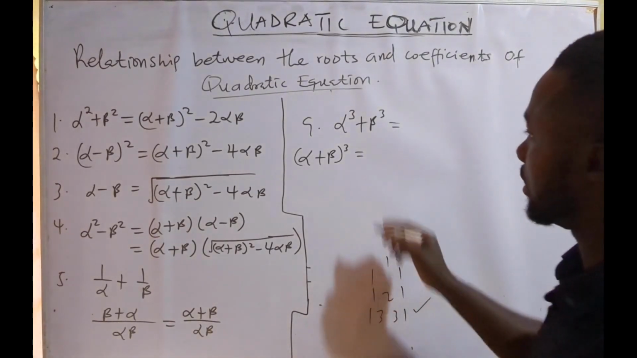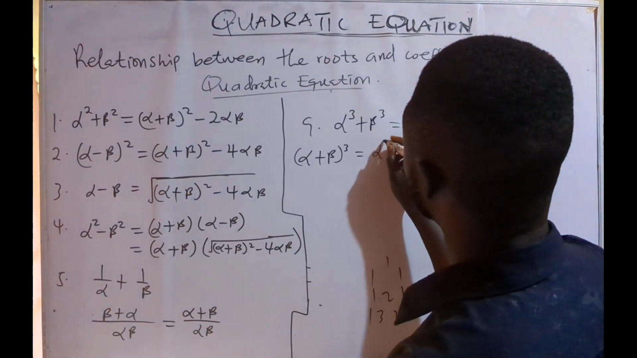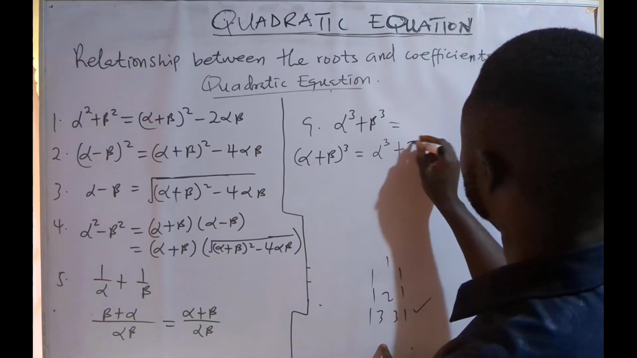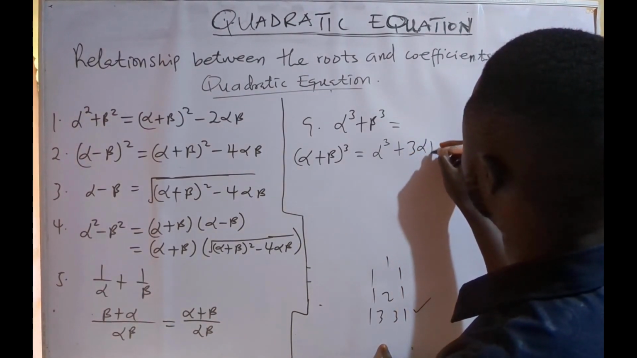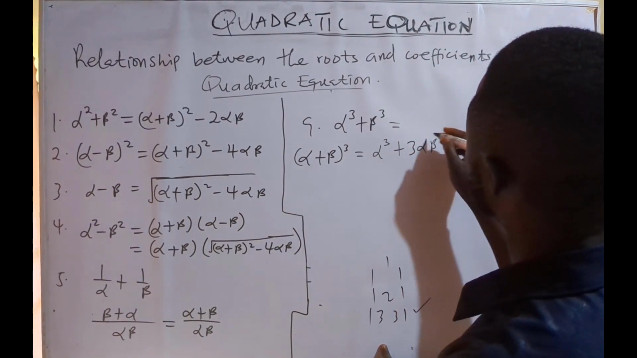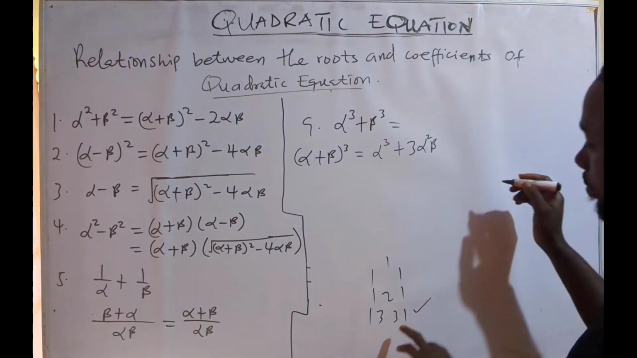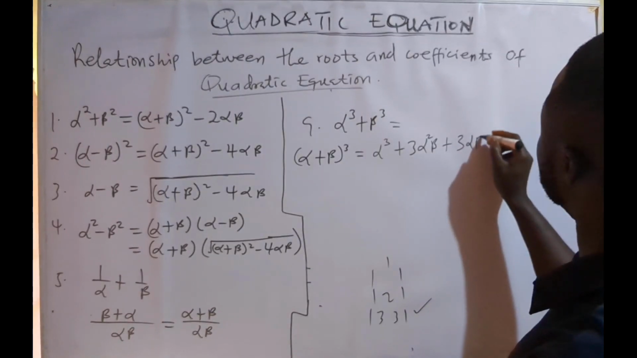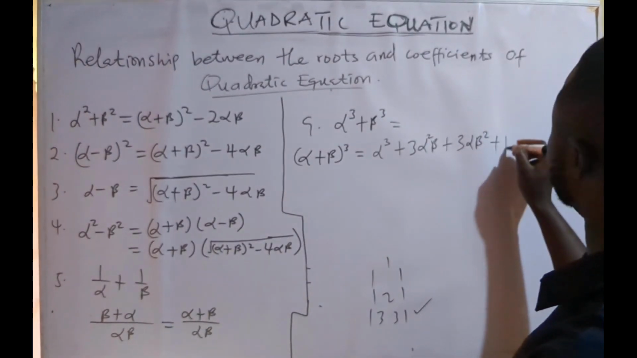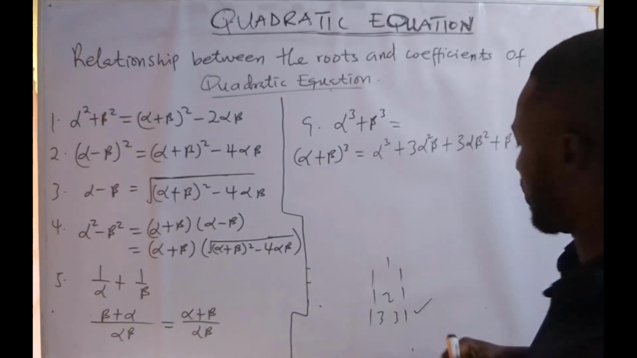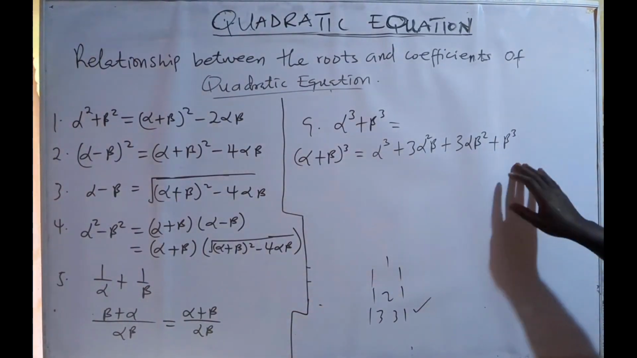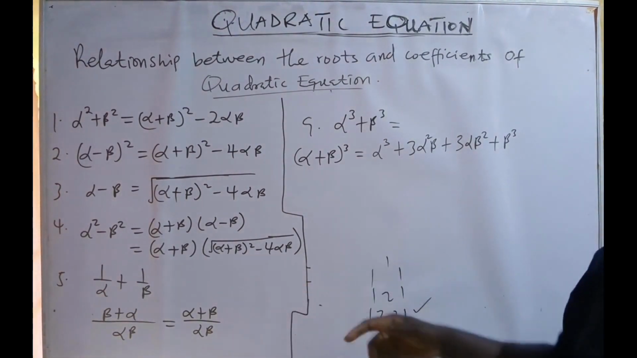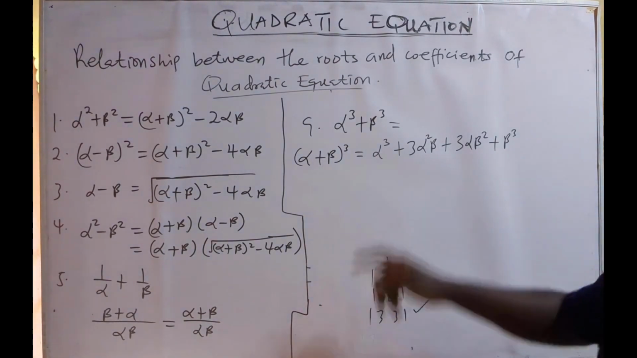That's the coefficient. So our first one gives us alpha cube, and then plus 3 alpha square beta plus 3 alpha beta square plus beta cube. Okay, so binomial expansion has been taught in one of our lessons, so you can look at that and then know how to do the expansion of this.